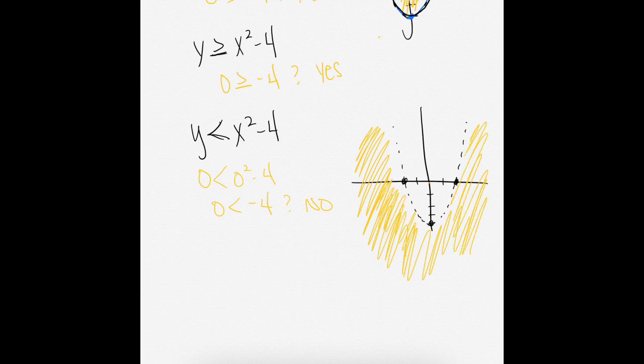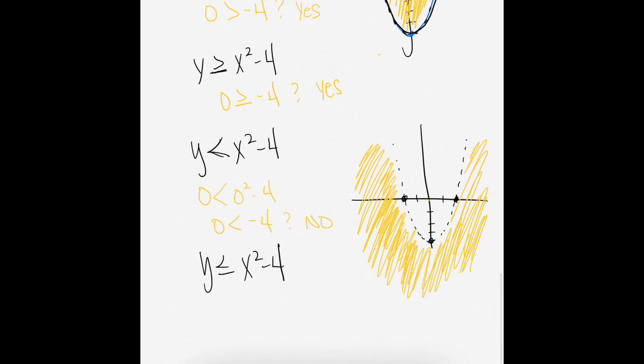Again, you could take a test point outside, but honestly, there's no need, as long as you do your math correctly from the beginning. All right, the only other scenario we would have is if y is less than or equal to x squared minus 4. And just like with the greater than or equal to, it means it's going to be a solid line instead of a dotted. But the test point is exactly the same.